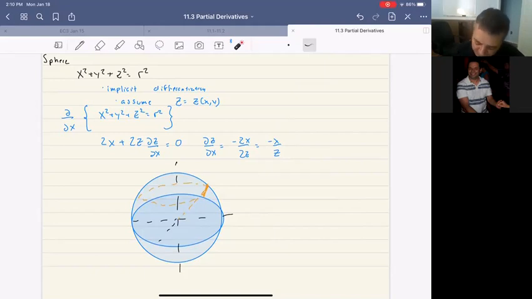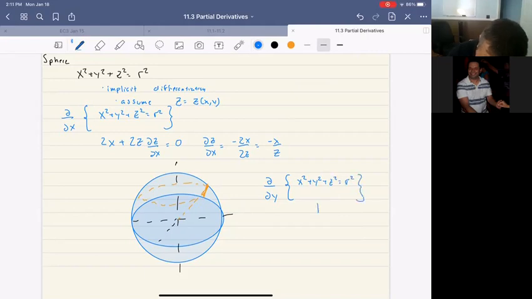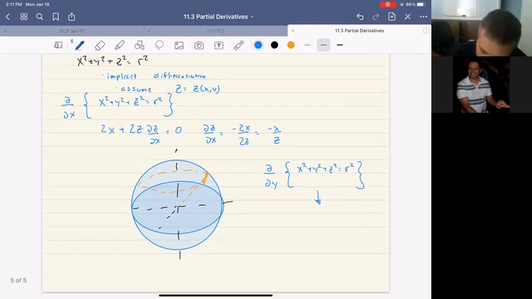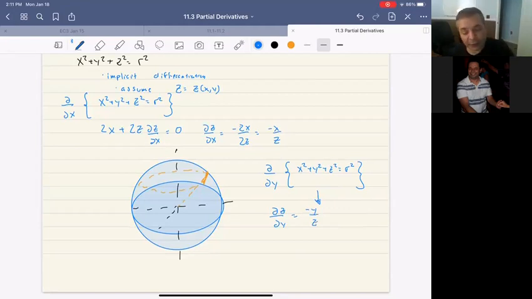Let's see if I can do that a little bit better. Let's do instead the partial with respect to y of this. It doesn't take a genius to see that partial z with respect to y is just going to be the same thing as what I did there: negative y over z. I think it might be a little bit better.